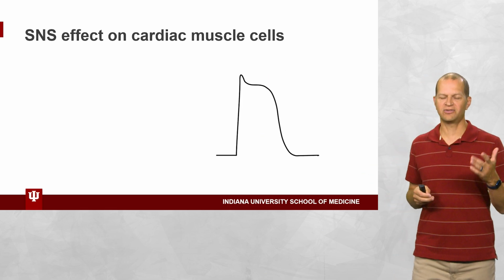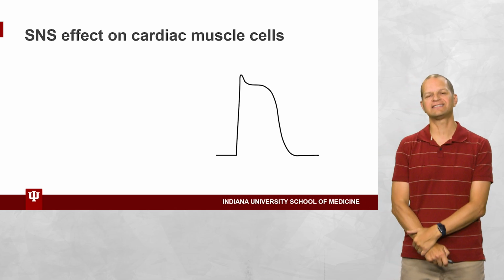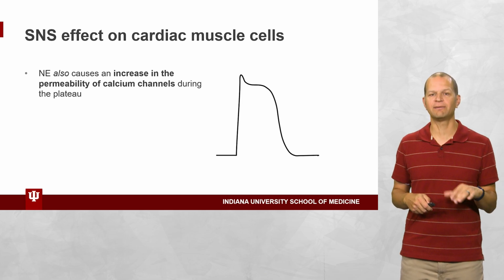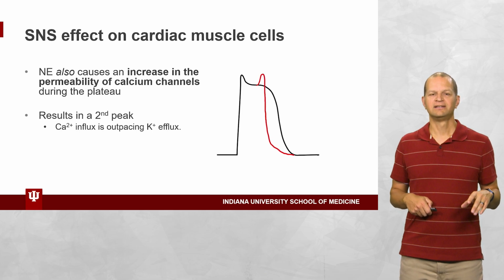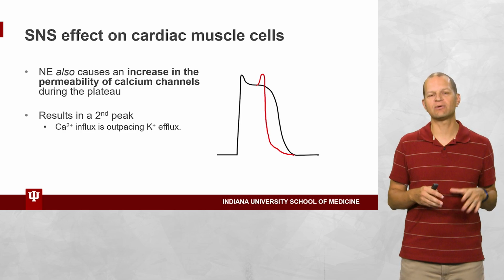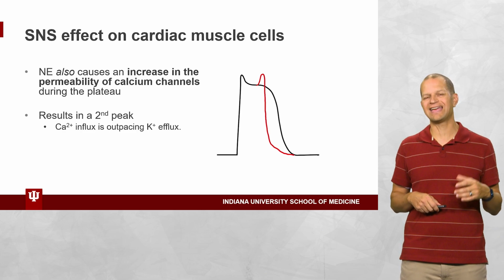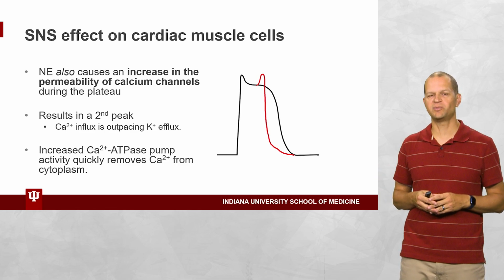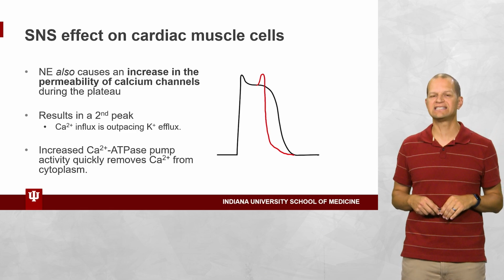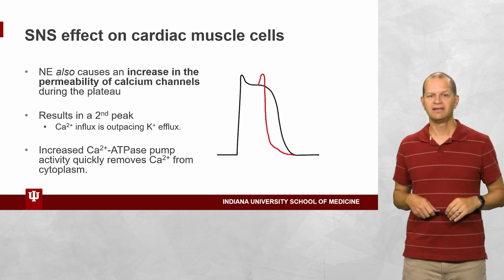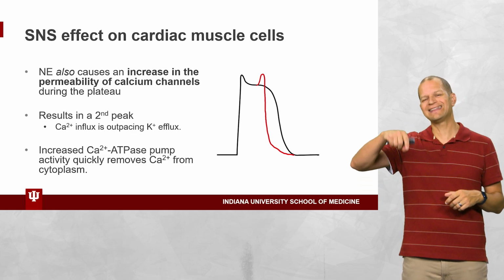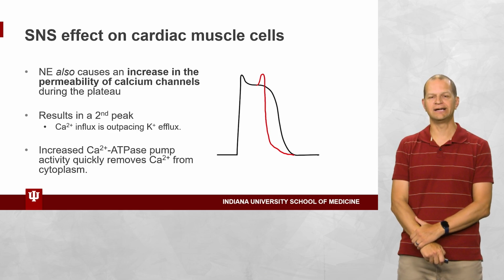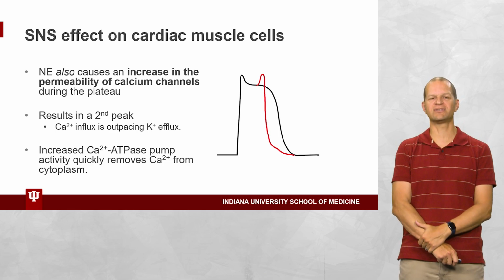So there's another effect, which is how it directly affects an action potential. Norepinephrine also increases calcium permeability during the plateau phase. Okay? So what happens is we get a second peak. We have more calcium going into the cell than we have potassium leaving the cell. But notice the duration of the action potential is much shorter. This is because of the increased activity of the calcium pump that we just talked about. And so as a result, even though we have more calcium coming in, that calcium is more quickly pumped back out from the sarcoplasm into the sarcoplasmic reticulum.